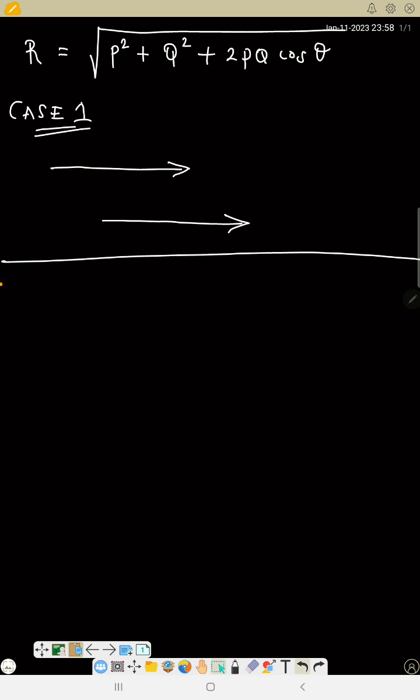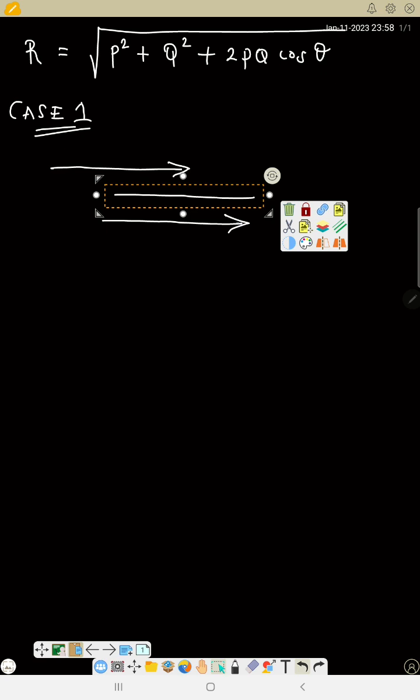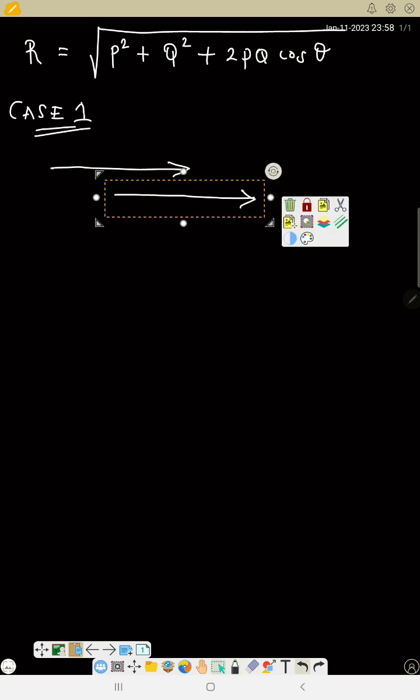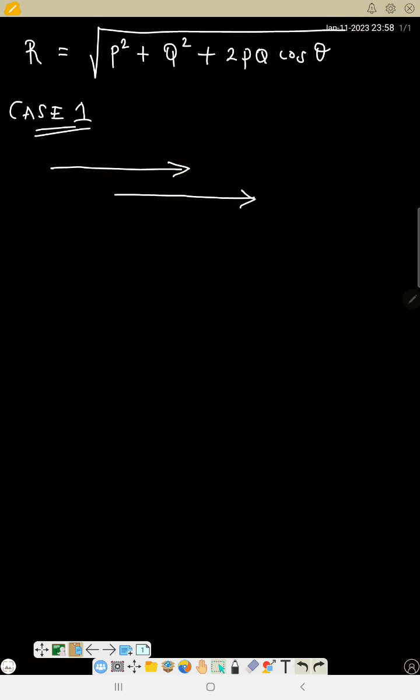So that means in this case, if two vectors are parallel and act in the same direction, as we see it here, then the angle between them is 0. As you can see, no matter how we move it, it can't form what we want. No matter how we move this, it will always be this. So an angle cannot be formed there, so the angle between them is 0.